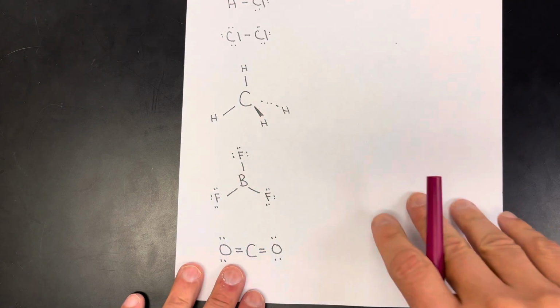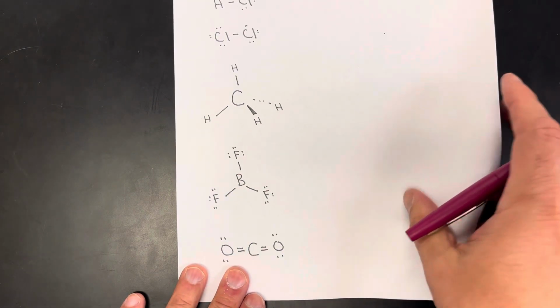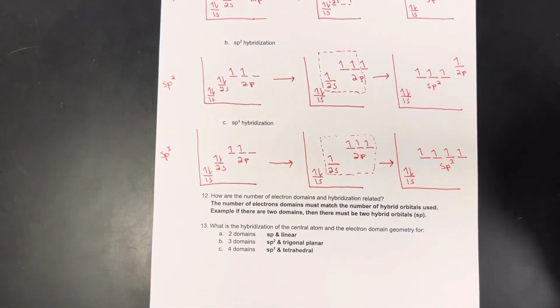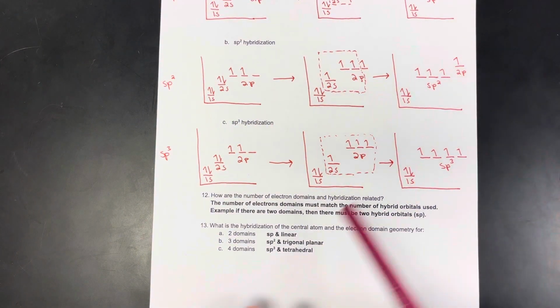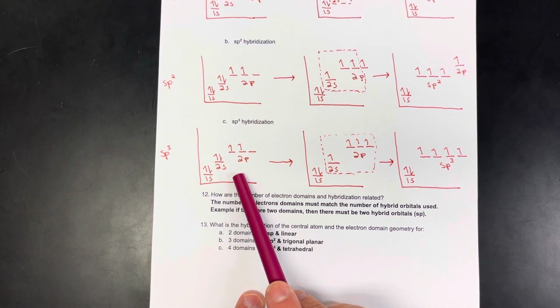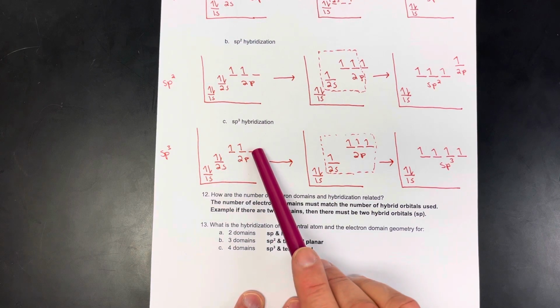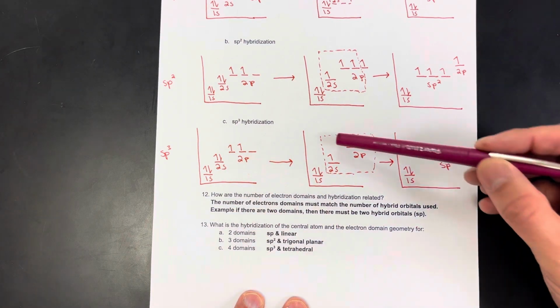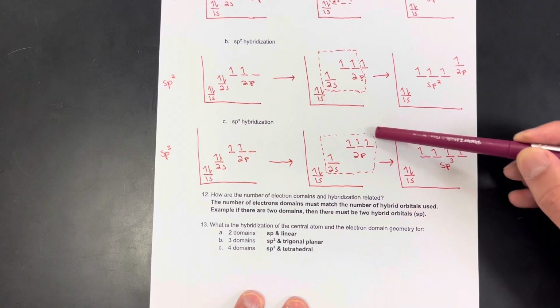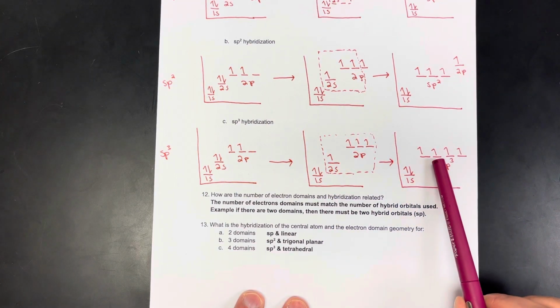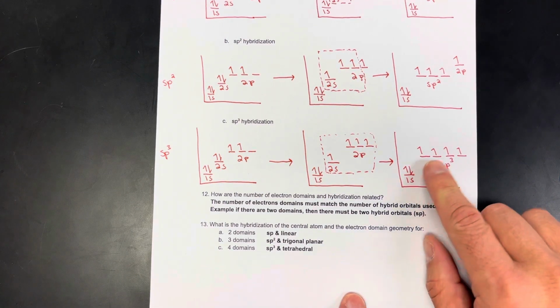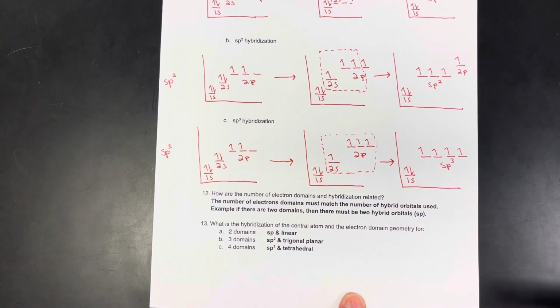So if there are 4 electron domains, carbon is going to go through sp3 hybridization. I have an example from a previous problem that I've done in class, but basically this is carbon's electron configuration. We promote the electron, and then if it's sp3, we grab all of these and we get these 4 equal orbitals, all with an electron that can overlap with an orbital of hydrogen.